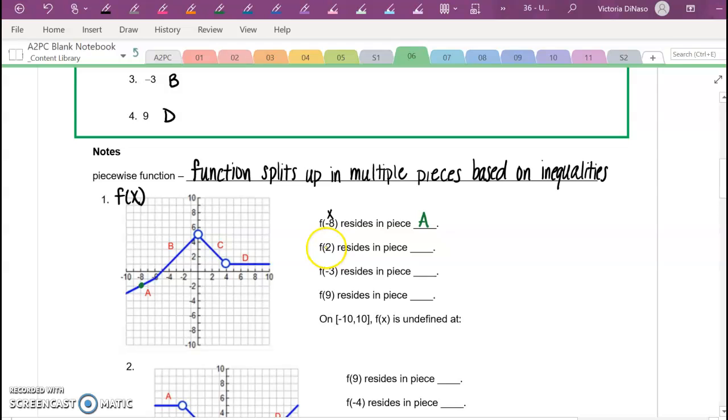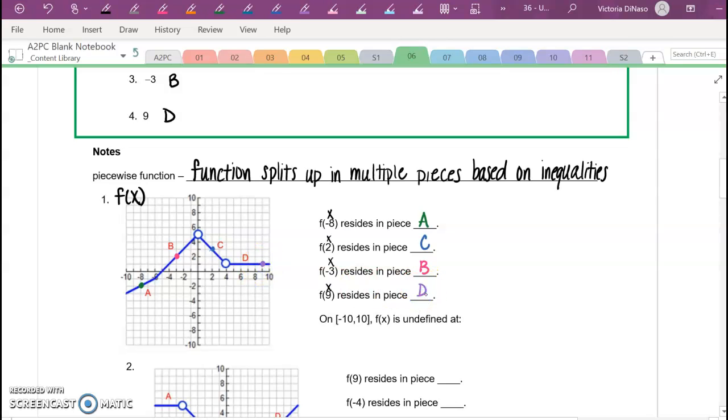Then we have f of 2. So once again, this is an x value. So we're looking for when x is 2, do we have an answer? So when x is 2, right here, and that is in piece C. Then we have f of -3. So again, x value. f of -3 is in piece B. And then finally, we have f of 9. So again, it's an x value. So we're going to go to where x is 9, and that is in piece D.